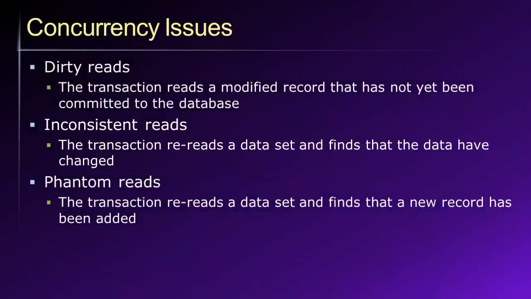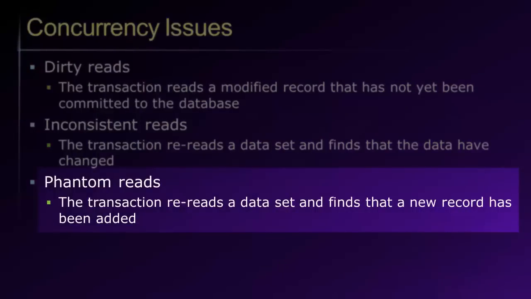And finally, we have a concurrency issue known as a phantom read. And in a phantom read, when a transaction rereads a data set, it may discover that a new record has been added since the last time that the transaction examined the data set. So again, we can imagine a transaction where somewhere in the early steps, the transaction reads a data set, it then performs some operations against some different data values in the database, and when it comes back, it finds that a new record or a new row has been added to the original data set that it read, which was not there during the initial read. This is called a phantom read.